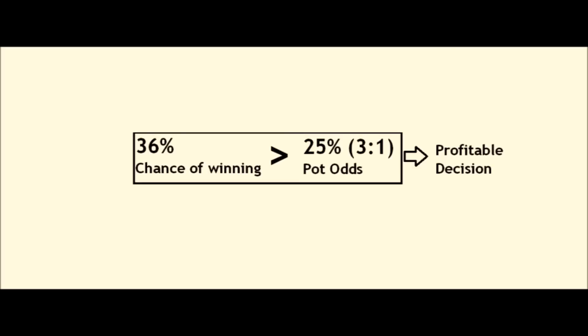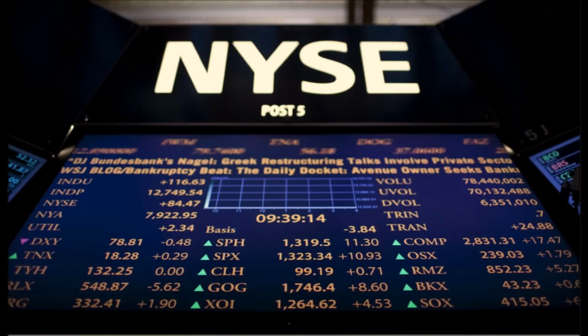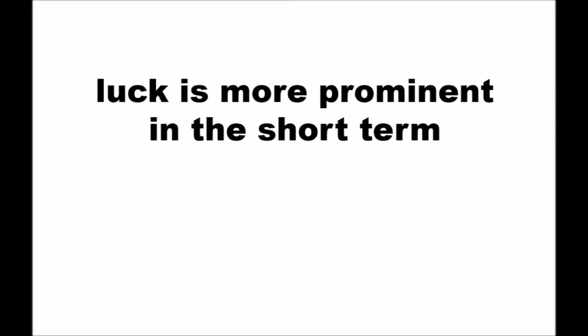The mathematical model in this video shows how a player should play in order to maximize profit in the long run. It shows us that if the percentage chance of achieving a favorable outcome is greater than the percentage pot odds, then it is correct to proceed. This could be in any type of investment or wager, ranging from sports gambling to stock markets, as the underlying strategies are the same. When implementing these strategies, luck is more prominent in the short term.